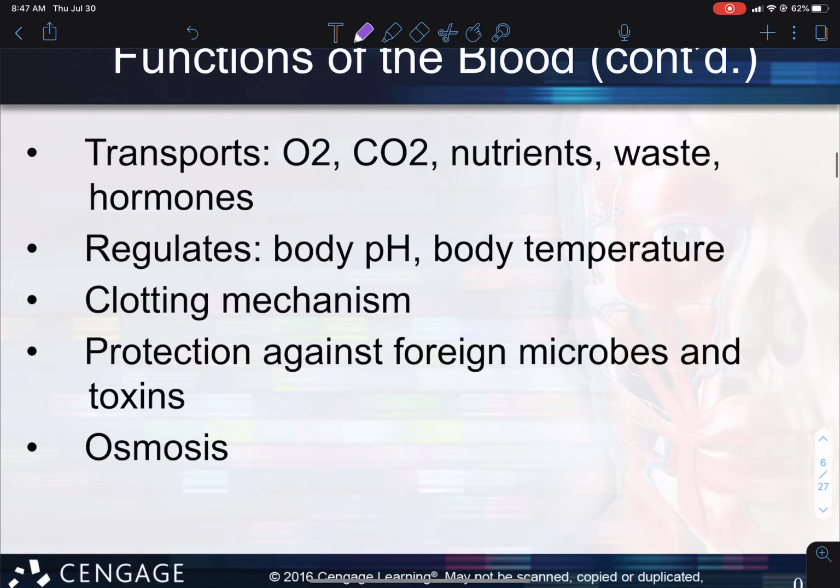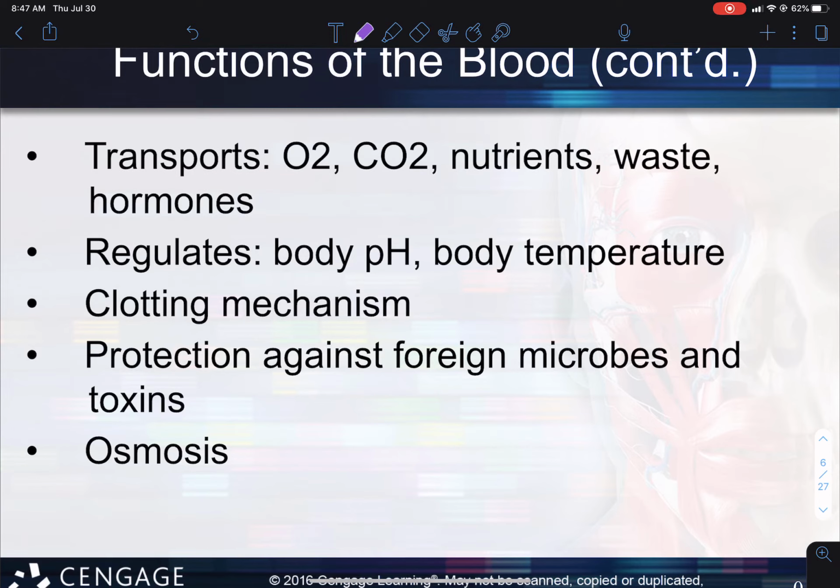So functions of the blood. What's the whole point? The functions of the blood are to transport oxygen, O2, which is a gas, CO2, which is also a gas, nutrients, waste, and hormones. So O2, we want O2 to get to the tissues. When the tissues use O2 and glucose, one of the byproducts of that cellular metabolism is going to be CO2, and we have to have a good, efficient way of getting that out of the tissues so that it doesn't make the environment toxic for the cells.